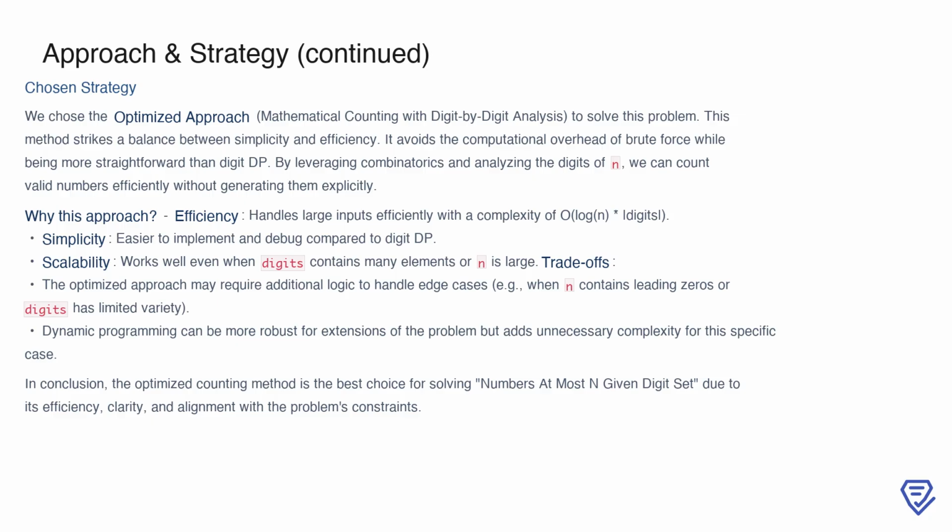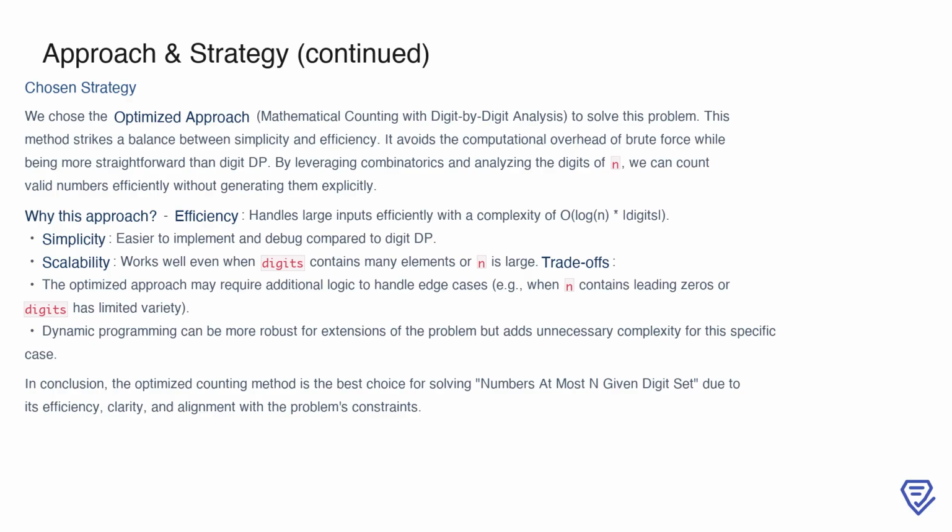This strategy strikes an ideal balance between simplicity and efficiency. It avoids the computational overhead of brute force while being more straightforward to implement than the dynamic programming approach. By leveraging combinatorics and carefully analyzing the digits of n, we can efficiently count valid numbers without explicitly generating them. This method is particularly well suited for handling large inputs, with a complexity of O(log n * digits).